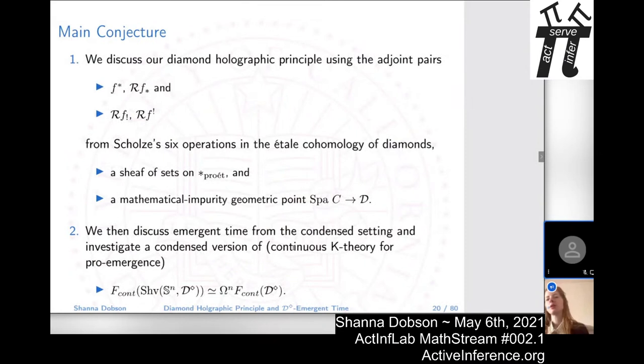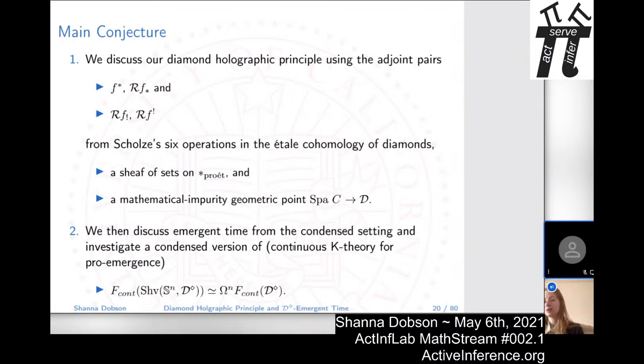So once again, our diamond holographic principle is going to use these two adjoint pairs, where you have a direct image and inverse image functor, and then an exceptional inverse exceptional functor, which is this f lower shriek and f upper shriek. That's the kind of cool way of saying exclamation point. What's the main point? Again, we want to take these double adjoint pairs and make a two infomorphism out of them. So these are from Scholze's six operations, étale cohomology of diamonds.